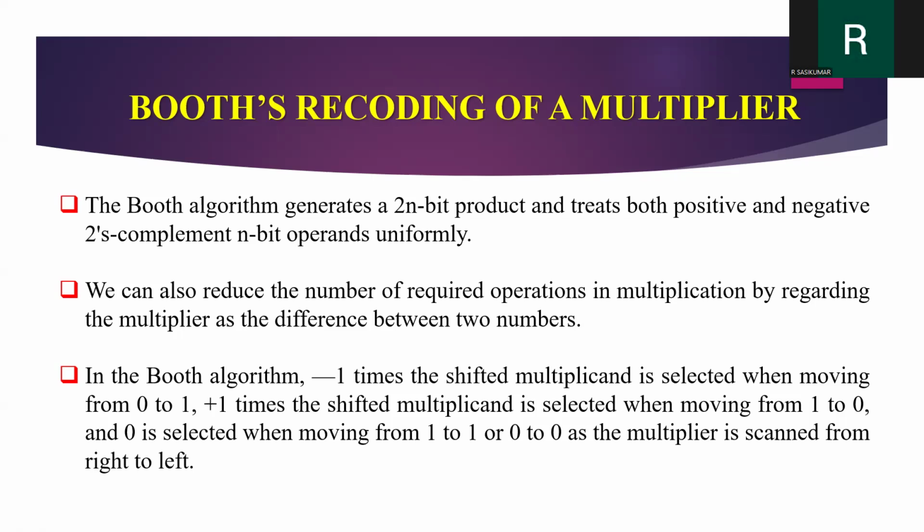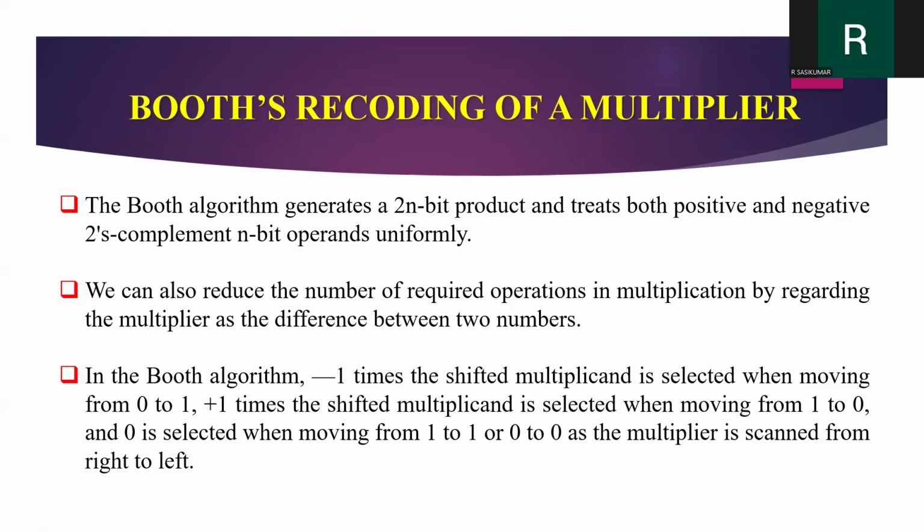So, what is the advantage of Booth's recoding of the multiplier? We can reduce the number of required operations in multiplication by regarding the multiplier as the difference between two numbers. Suppose we have a multiplicand and a multiplier. In a multiplier, if you have a large number of ones, the number of steps will be increased. But the advantage of Booth recoding of the multiplier is that it tries to reduce the number of steps, and instead of more ones, we can use more zeros.